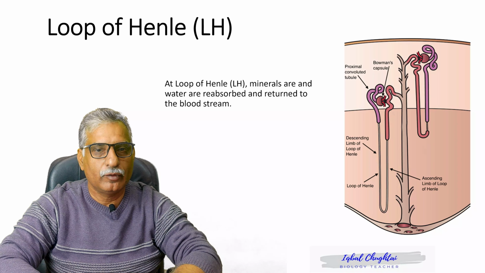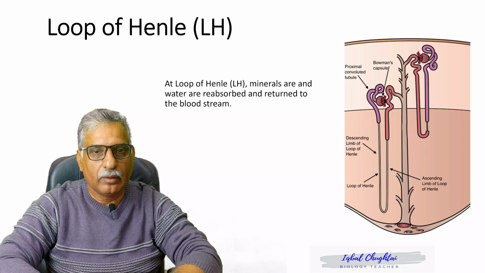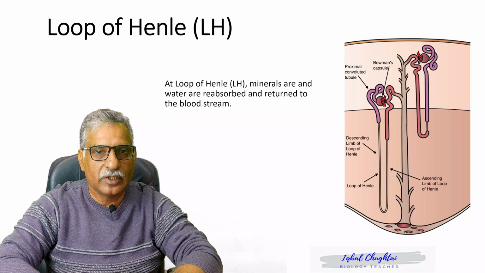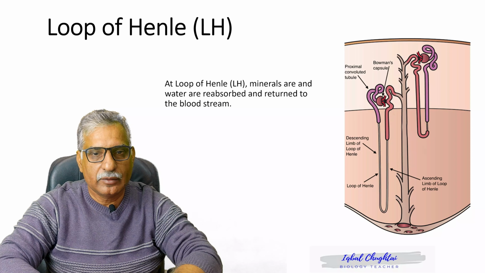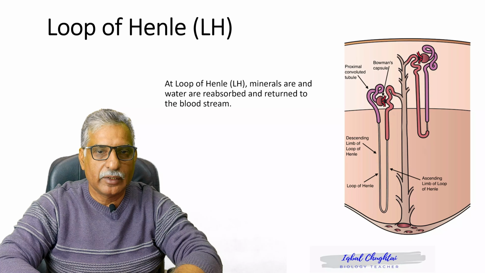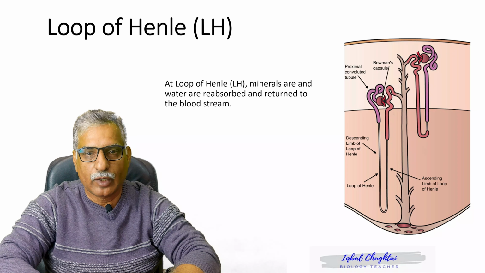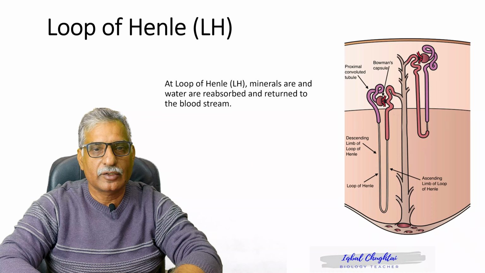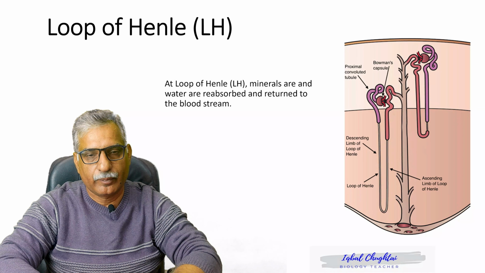In both of these limbs of the loop of Henle, water and minerals are reabsorbed. That means renal filtrate passing down the descending limb loses water to the outside, and renal filtrate passing up the ascending limb loses mineral ions. And all these mineral ions and the water that move out of the renal filtrate are reabsorbed into the blood in the nearby capillaries and returned to the body fluids.